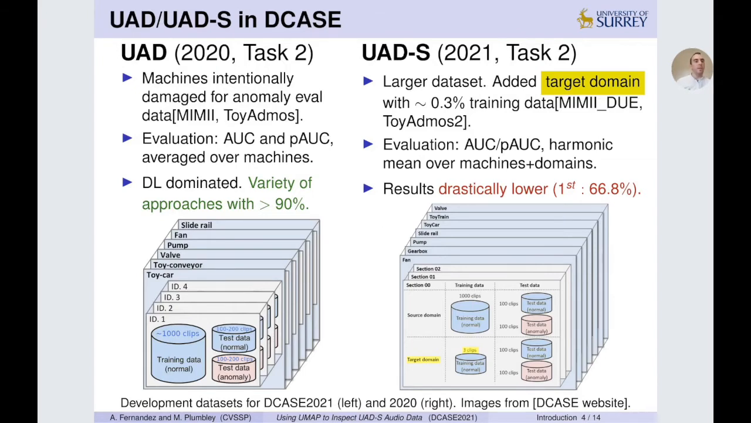The 2021 edition featured a larger dataset with a target domain featuring circa 0.3% of training data. This means that a large majority of the training data is on the source domain, so the models were forced to adapt to the target domain with very little information. Results in this edition were drastically lower. The winners achieved a score of 66.8%.